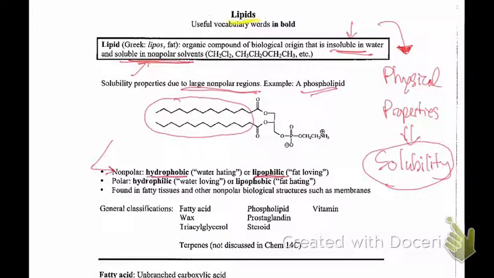All right. Lipids are found in fatty tissues and other biological structures such as membranes, and there are generally 8 different classifications. The first classification is a fatty acid. The second is a wax. The third classification is a triacylglycerol. Fourth are phospholipids. Fifth, prostaglandins. Sixth, steroids. And seventh are vitamins. The 8th classification are terpenes.